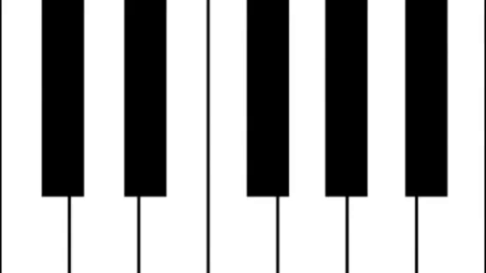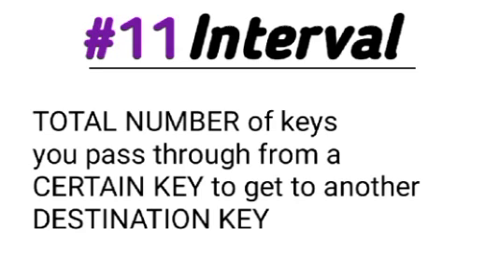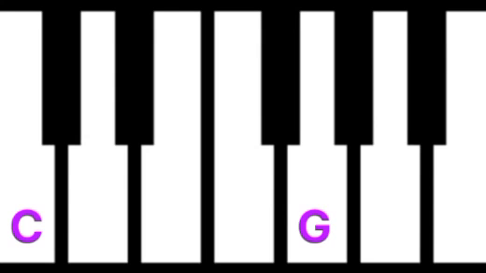Intervals. Intervals are simply the distance between two pitches or keys on the piano. In layman's words, it is the total number of keys you pass through from a certain key to get to another destination key. So for example, the interval between C and G on the piano is simply the total number of keys you pass through to actually get to key G. So the interval between C and G is simply 1, 2, 3, 4, 5, 6, 7. And this interval is what we call perfect fifths.